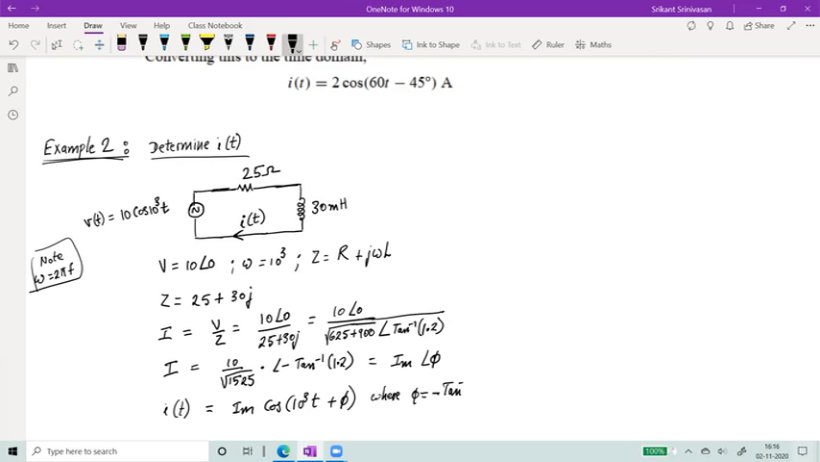So this is like a lagging thing, right? Because this is a series RL circuit, makes sense. I had a purely inductor earlier. Now I've added a resistor in series. But overall, this has some combination of resistance and inductance. So the current still lags behind the voltage.